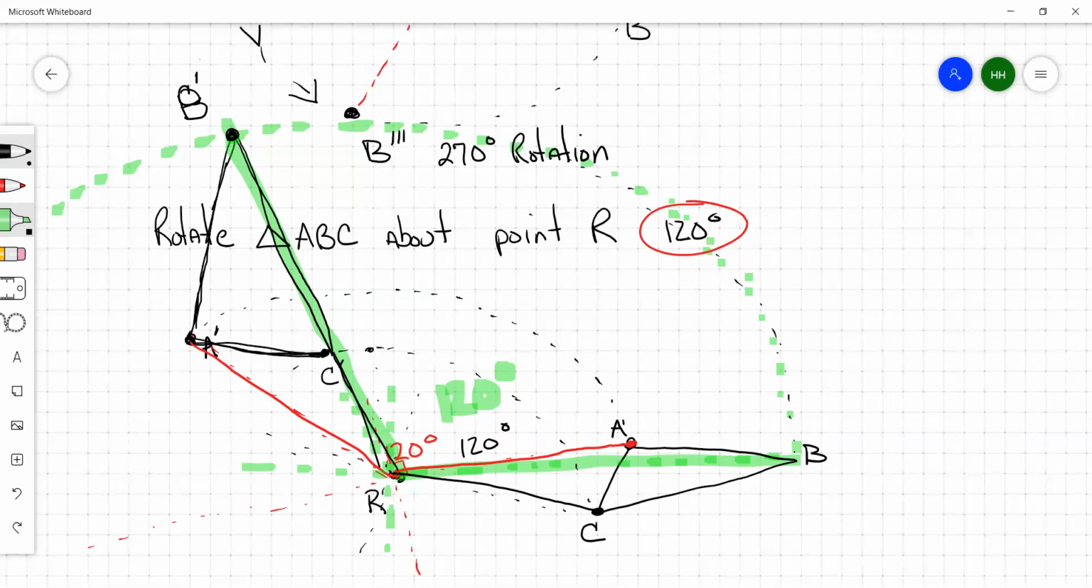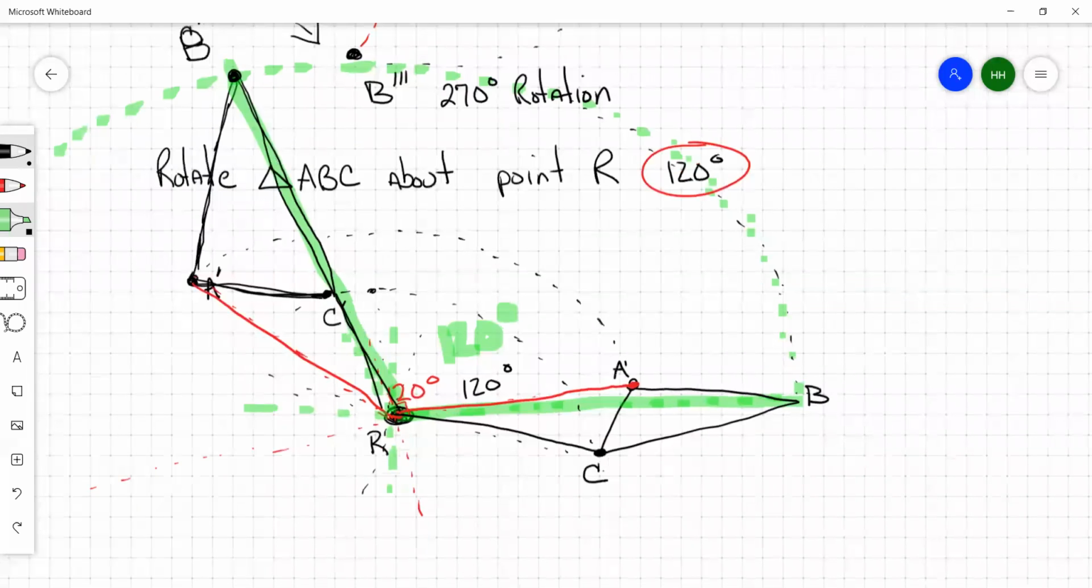A and A prime are the same distance from R. B and B prime, same distance from R. C and C prime, same distance from R. Everything stays the same distance from the center of rotation. All right? You understand that? Not the best drawing in the world, but hopefully you could just picture taking that drawing and rotating it around R. Okay? Everything rotates the same degree measure and stays the same distance away.